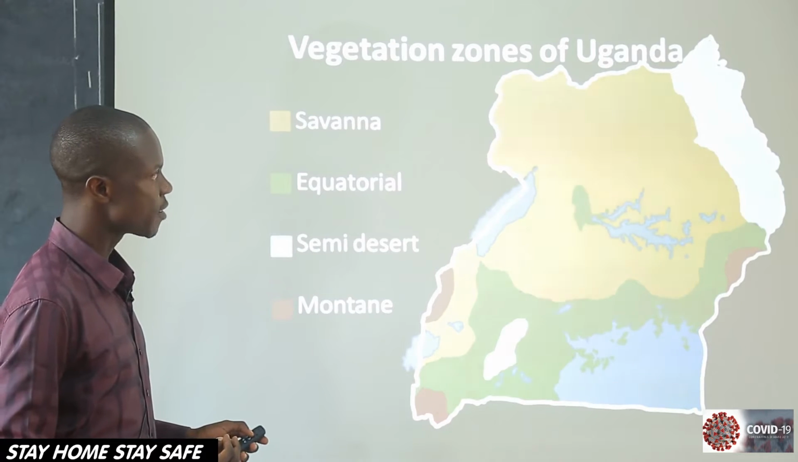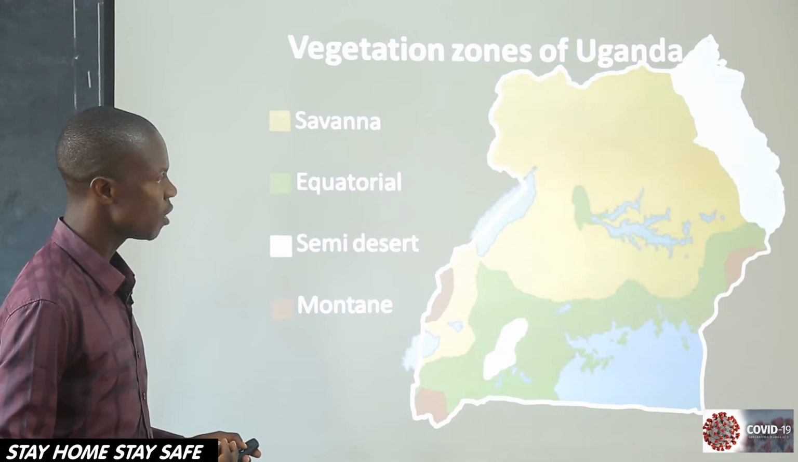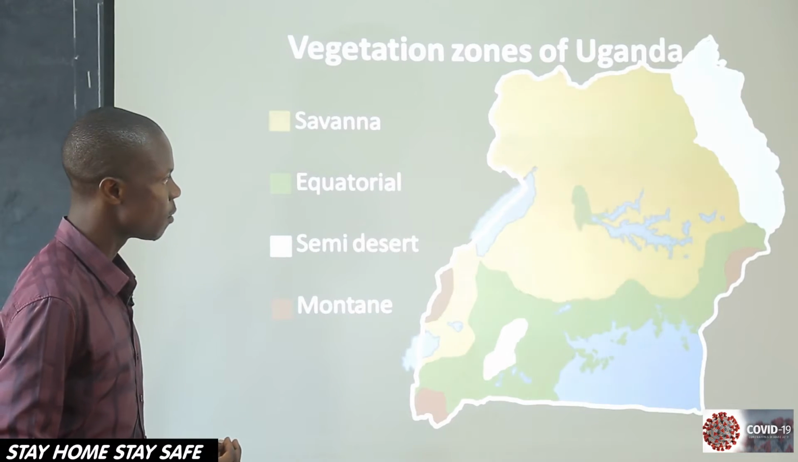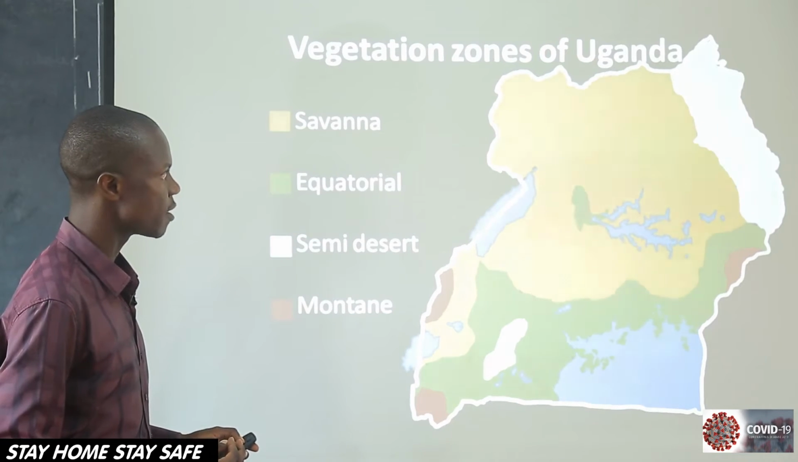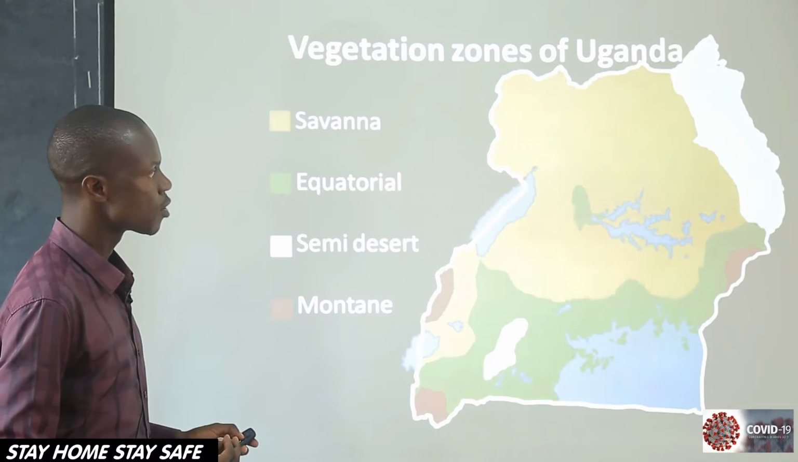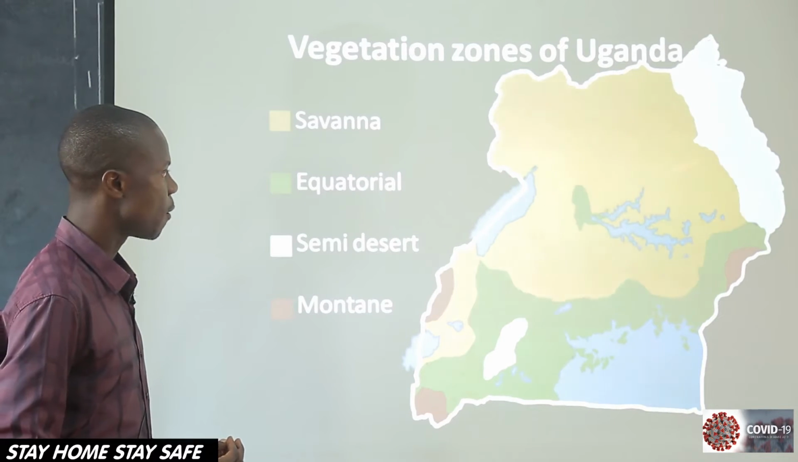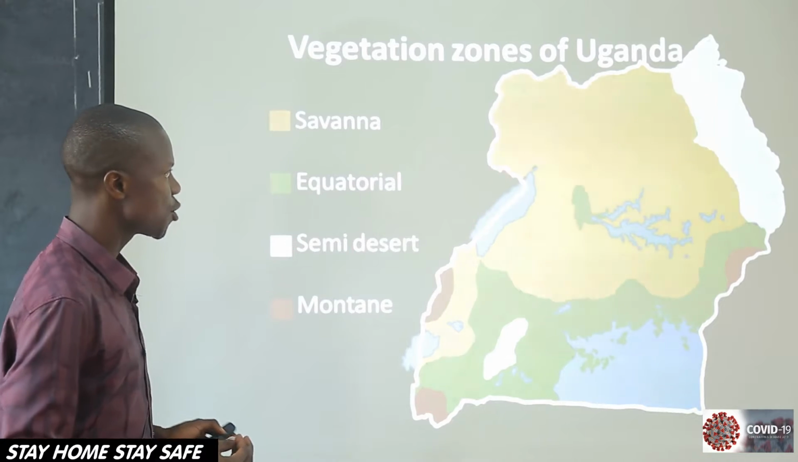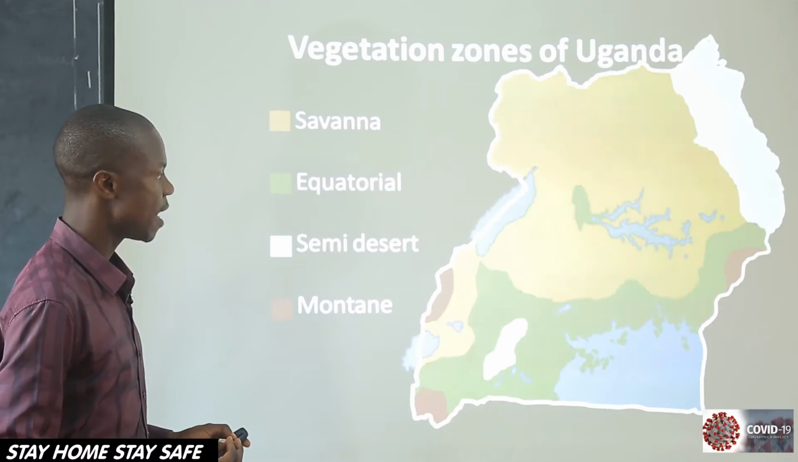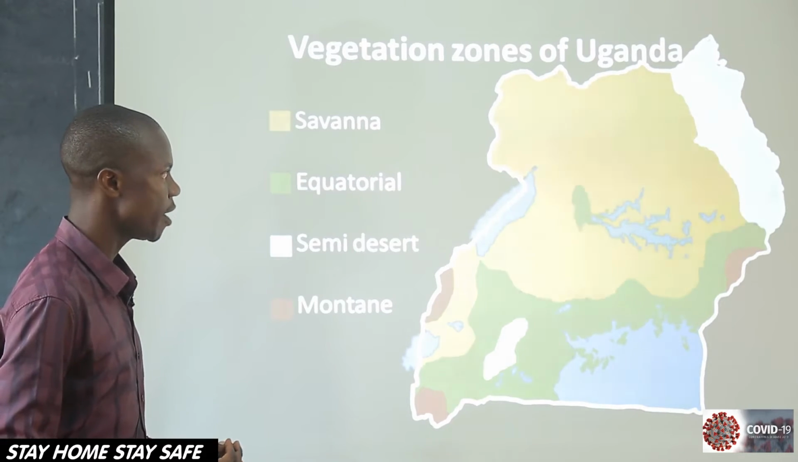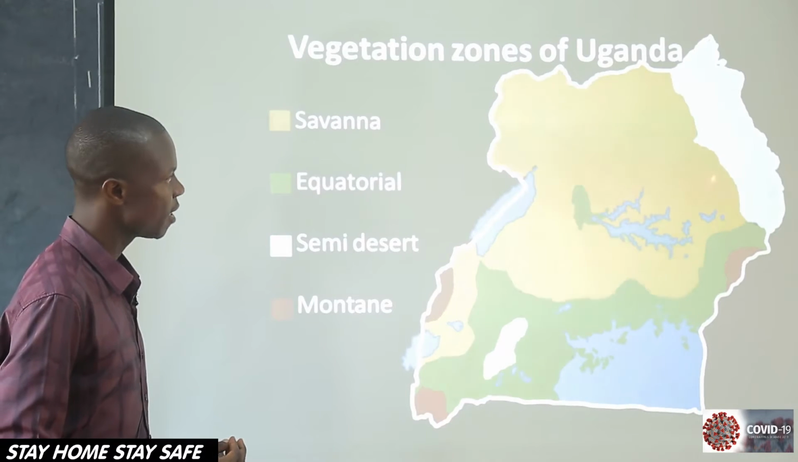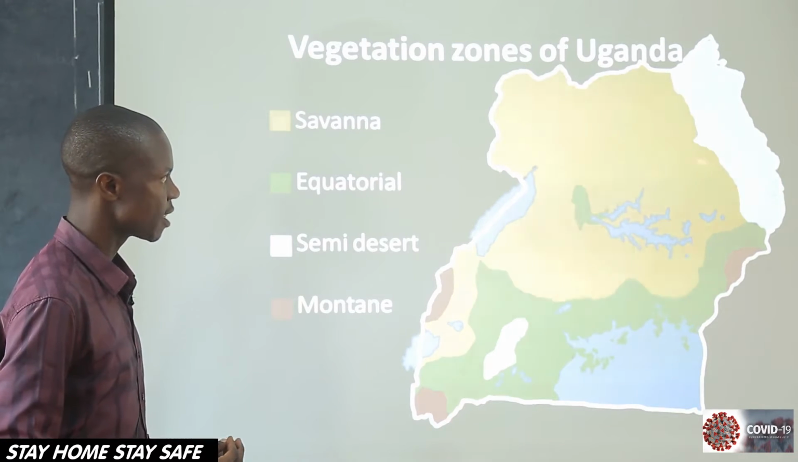Then when we move to this side here, there is this portion with some blue color. This is Karamoja, or the northeastern region. Which type of climate is experienced here? Basing on this, this area has semi-desert or semi-arid vegetation. Why? It experiences a semi-desert climate.